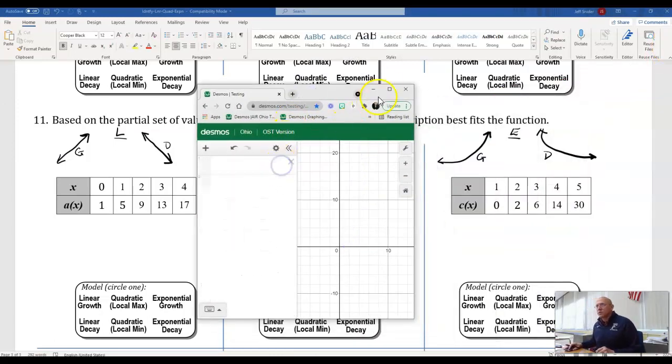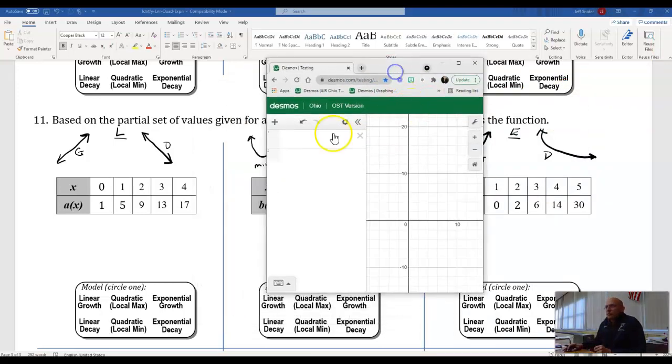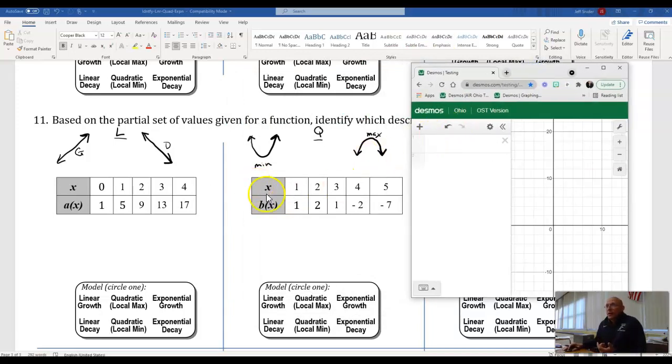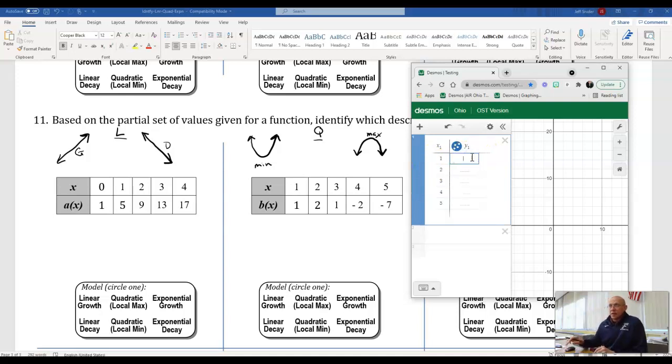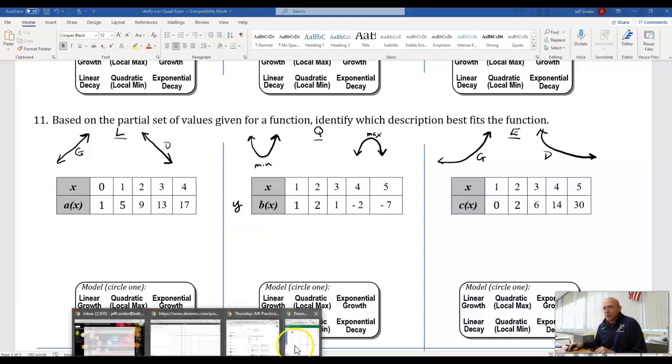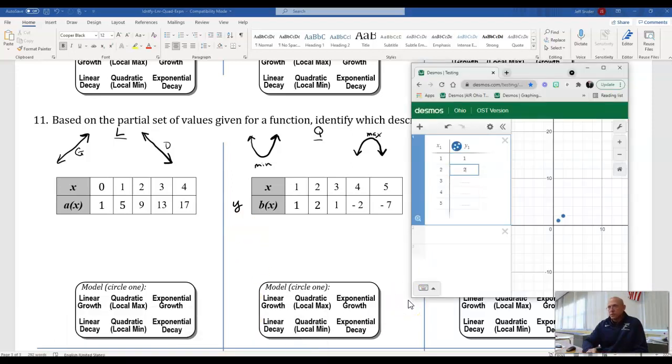Okay. So I want to take my graph and create the table of values. Hopefully you remember how to do that. You hit the plus sign, and then you hit table. Boom, I get this. Now I'm going to enter 1, 2, 3, 4, 5 for my x values. And in my y values, I'm going to enter the v of x, which is like my y values. So I'm going to enter 1, 2, 1, -2, and -7. Then I get these plotted points here.